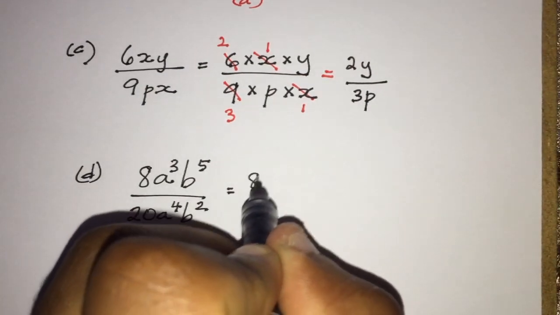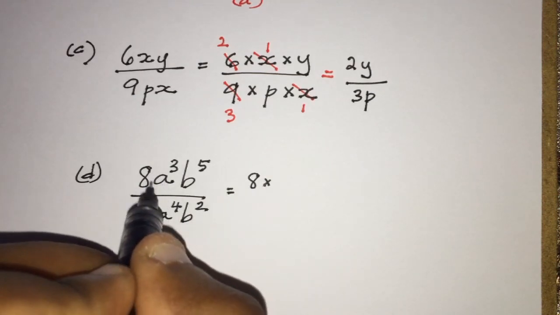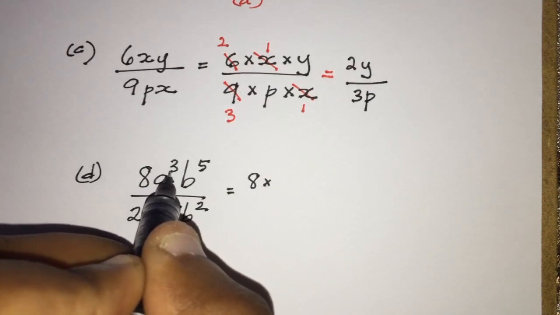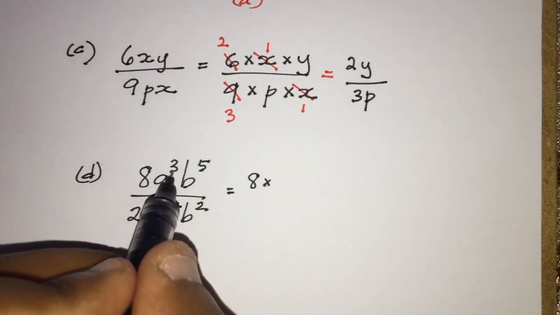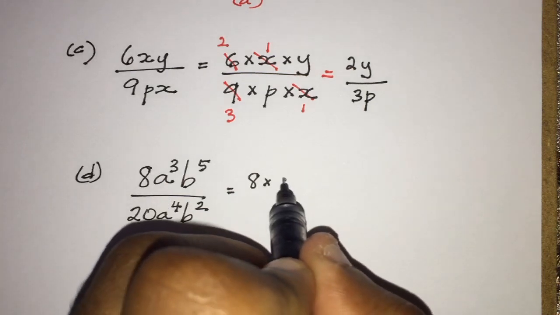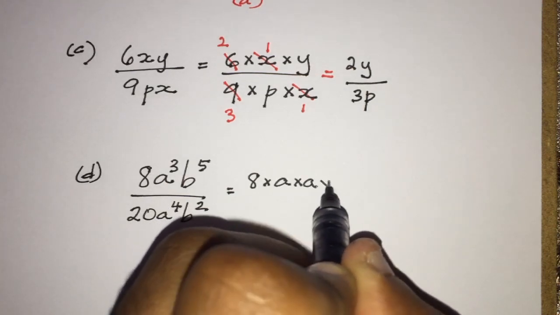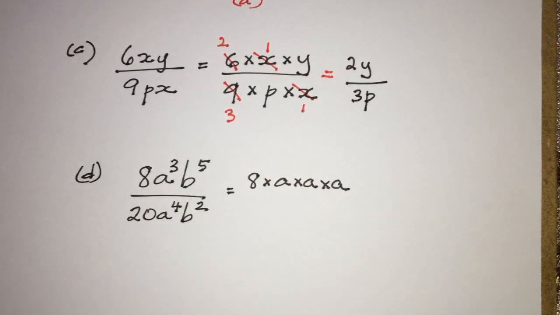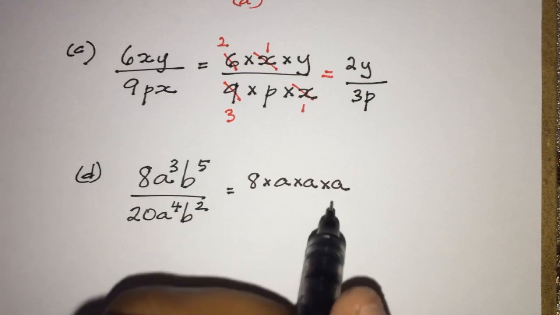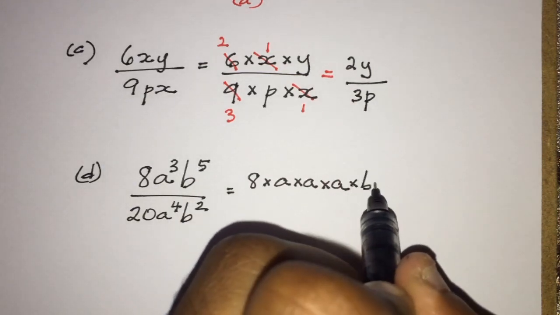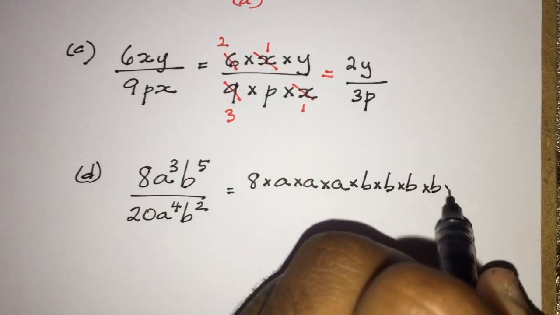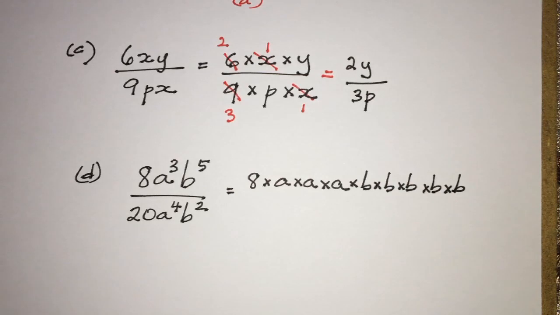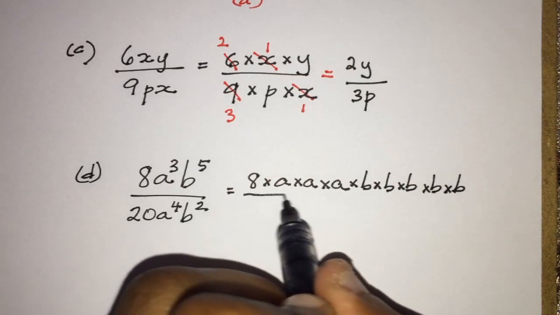So it's going to become 8 times how many a's now? This is the exponent, which tells us how many a's are being multiplied by itself. So I see 3 on top of that a, so I'm going to have a times a times a, 3 times. How many b's should I have? This number tells us. So we're going to have 5 b's. 1, 2, 3, 4, 5. Great. And remember, that's our numerator.